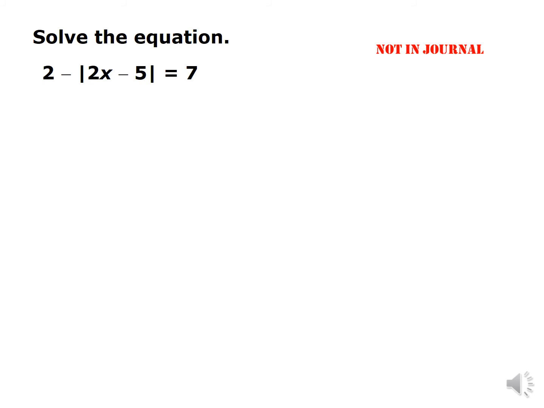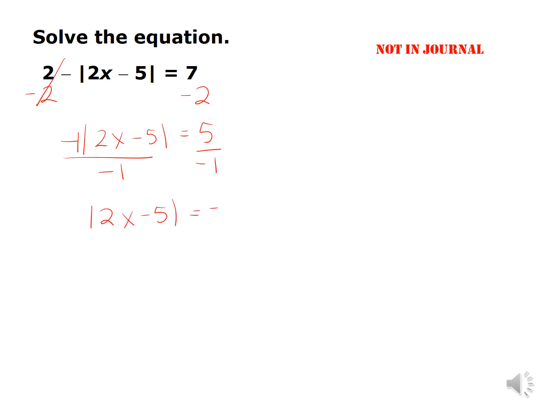Okay, for this one, I am going to subtract 2 from both sides. This is where you've got to be careful. I get negative absolute value of 2x minus 5 equals 5. But I still have this negative, which is connected. Think of it like a negative 1. So I'm going to divide by negative 1. I get the absolute value of 2x minus 5 equals negative 5. There goes that stop sign again. Cannot have it equal to a negative, so it is the null set.